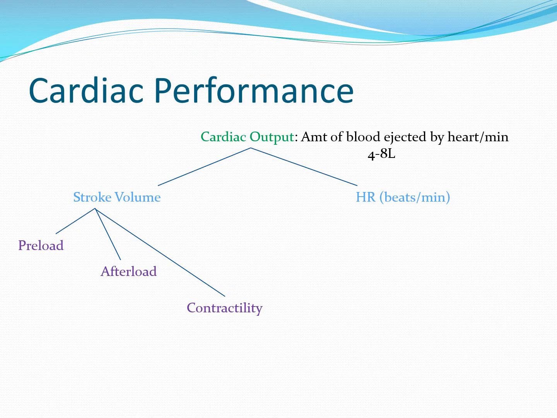So talking about this blood flow, we're really looking at the cardiac performance, which is the cardiac output. This is the amount of blood that's ejected by the heart in 1 minute. It's about 4 to 8 liters, depending on the size of the person and, of course, their cardiac function. If we look at cardiac output and we further break it down, what cardiac output is really the stroke volume and the heart rate, which is the beats per minute. And then stroke volume is further broken down into 3 components, which we're going to get into.